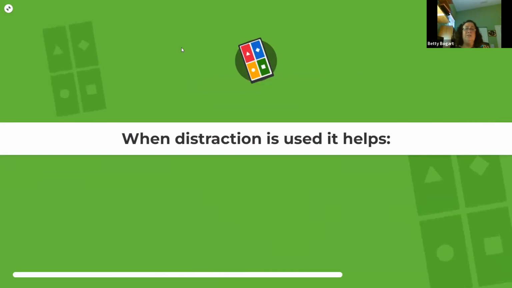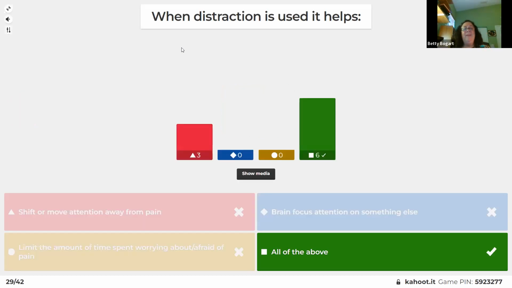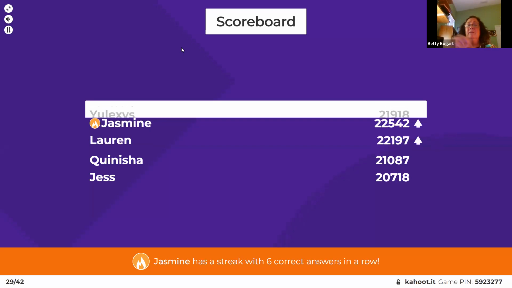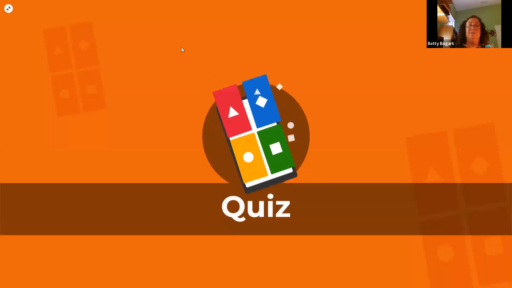When distraction is used, it helps what? Absolutely everything. The child forgets about what's going on and is more interested in something else. And that's what we want. I think those little bubble things and blowing bubbles is probably one of their favorite things to do and to watch.